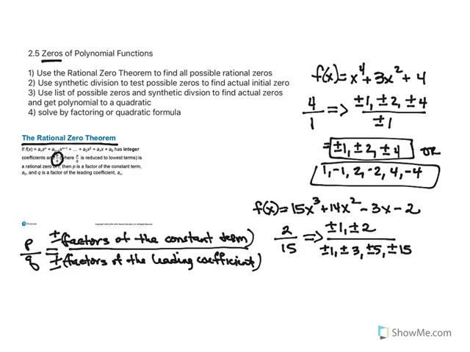So I list my factors of 2. I list my factors of 15. But now we actually have to list them out separately. So what you should do is divide each denominator into each numerator. I'm going to show you what I mean.